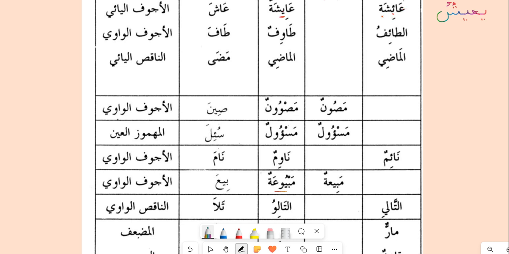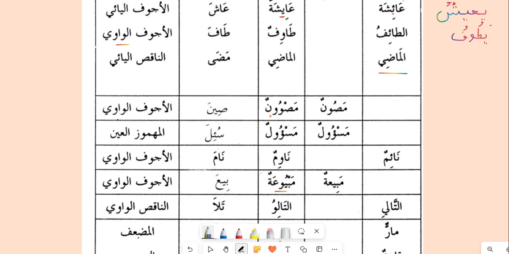A'ishatun, the living. And tafa comes, yatufu, the present tense is yatufu. So tawifun, this gets deleted, and ta'ifun, the fa'il, comes as ta'ifun. And this is ajwaf al-wawi. Then al-madi, the past, and it's the same one.